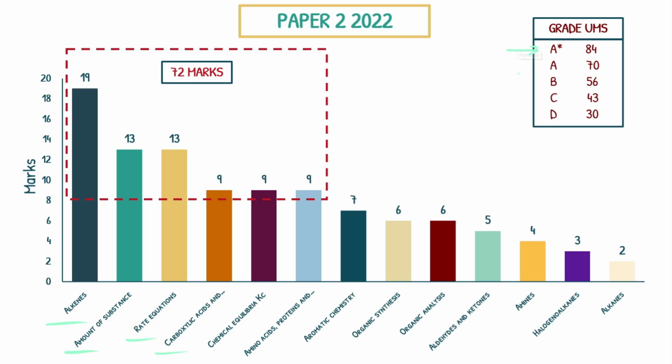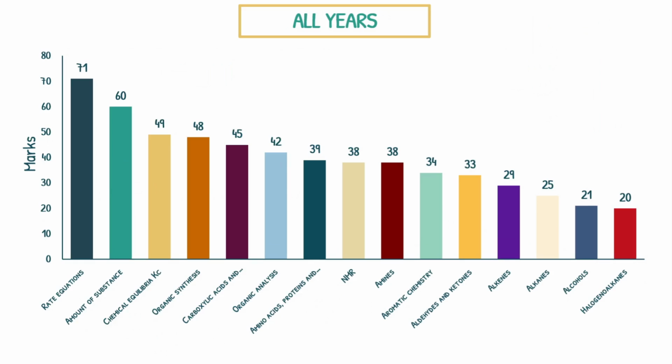All right. What was an A star this year? 84. A was 70 and B was 56. Now, the primary reason that alkenes was so high here was due to some required practical stuff for paper 2, but we'll look at that a bit later. All right, guys, I'm going to go into the summary chart. And yeah, this made me laugh when I first saw it, okay? Maybe you're not going to be surprised, but I was surprised, okay? So let's see what the highest marks are across all 6 papers over 2017 to 2022.